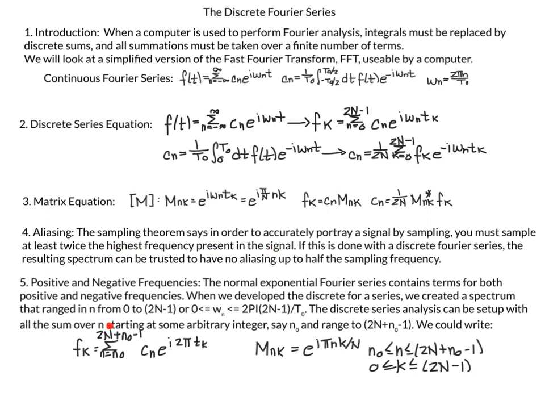The last topic in your book, which we're not going to spend a lot of time on, is positive and negative frequencies. The normal exponential Fourier series contains terms for both positive and negative frequencies. And when we developed the discrete form of the series, we created a spectrum that ranged from 0 to 2n minus 1. This discrete series analysis can be set up with the sum over n starting at some arbitrary integer n naught instead of 0. And then we range to 2n minus 1 plus n naught, which is over here. Then we would write our f of k this way, and our matrix equation would change to this.